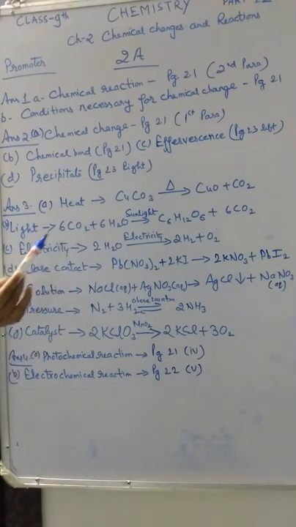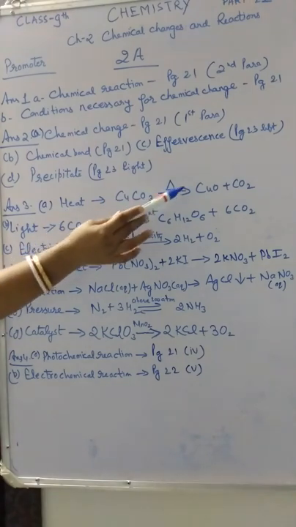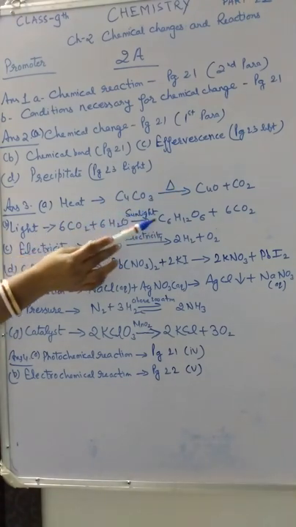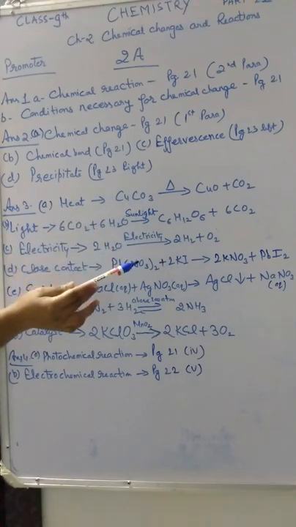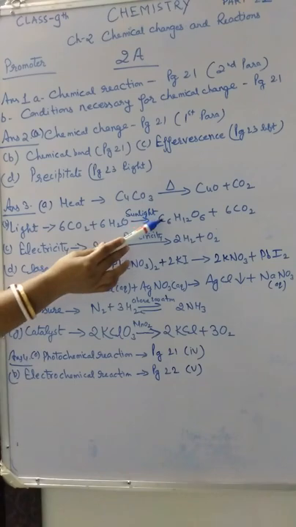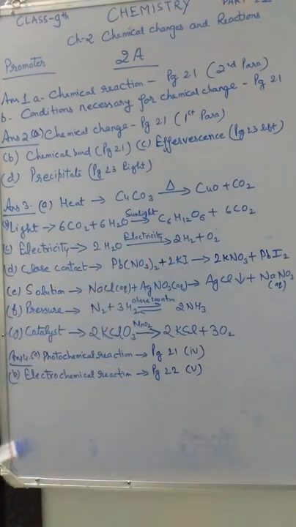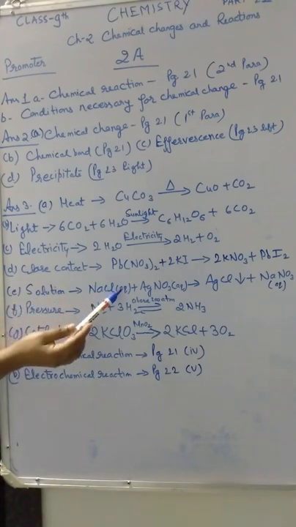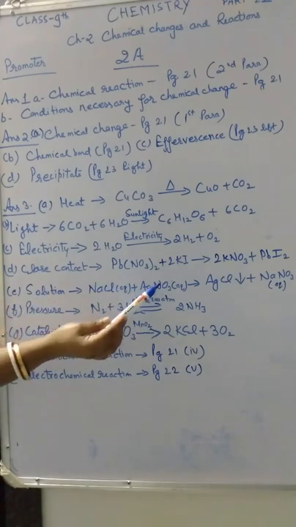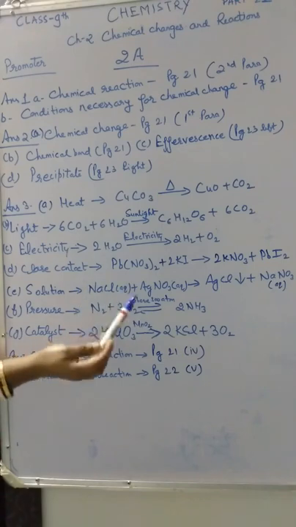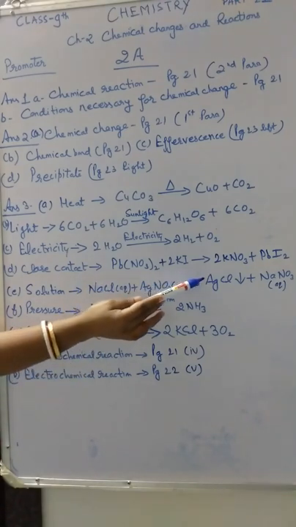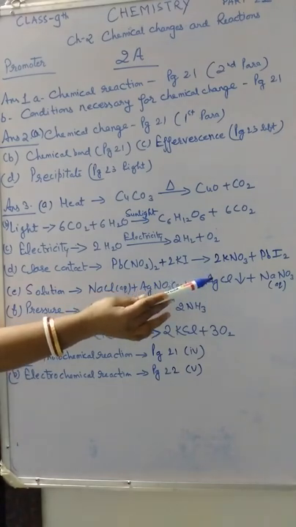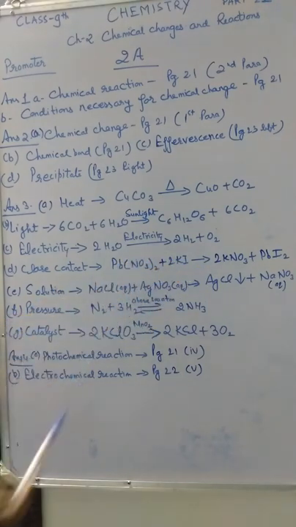And remember, I have not written the name of the particular substance. You have to write the name also. CuCO3, copper carbonate, you have to write here. Water and glucose, like this you have to write. Next one is solution: sodium chloride in aqueous form and silver nitrate in aqueous form. When these two react together, they form the precipitate of silver chloride and aqueous sodium nitrate.